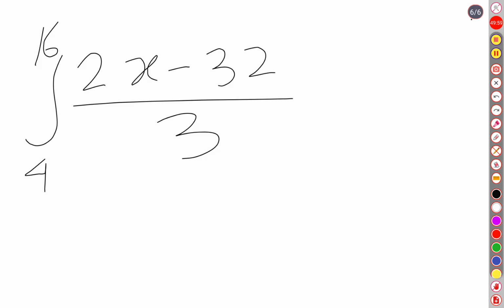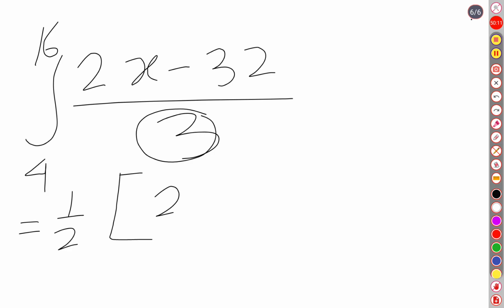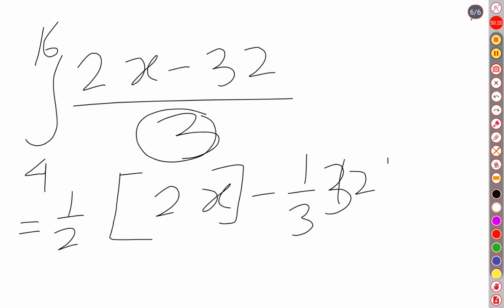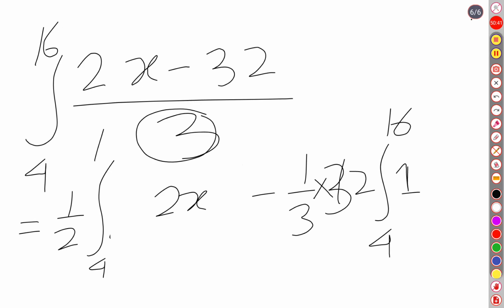If we integrate, look at this one third, this 3 can be isolated, and this is our function. We can individually write them: 2x minus one third of 32. After that, we can use the integration symbol even here, and our limit says 4 until 16. Here also we can write the integration symbol, limit is 4 until 16.